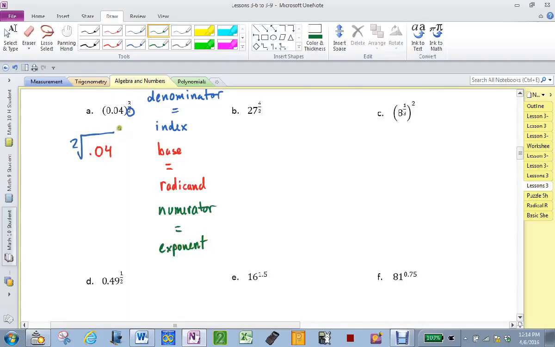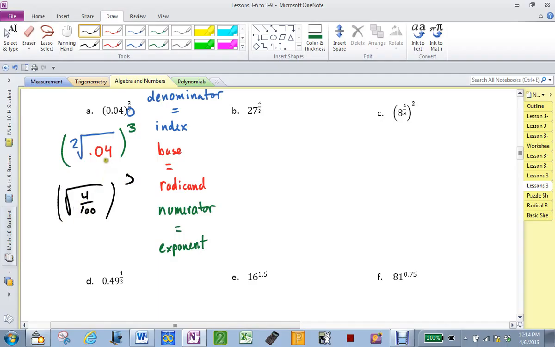So what number is going to be the exponent here? 3. Now we simplify. Does 4 have a square root? It's 2. So does 0.04 have a square root? What is it? Not 0.02. 0.2. Because this is the square root of 4 over 100, isn't it?